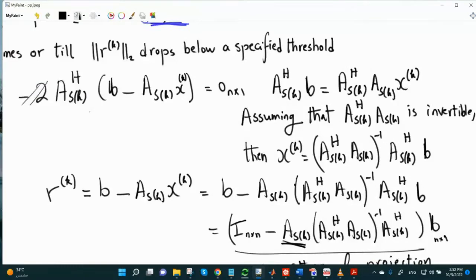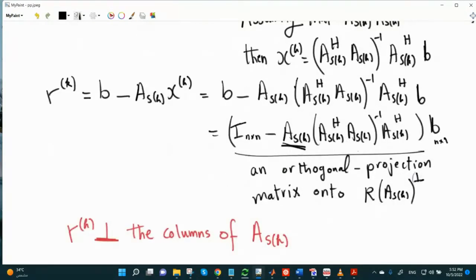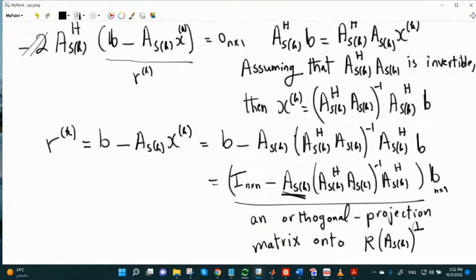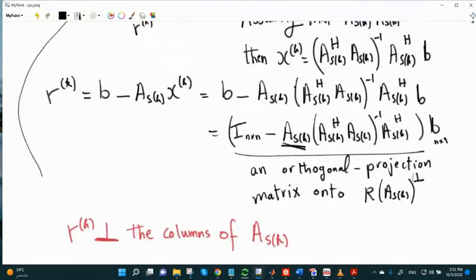Note that this is also clear from here. Okay, so if you cannot see it from the orthogonal projection matrix, this is clear from here. Once you put here the optimal solution, this is the residual r of k, and you can see that the inner product of any column in the matrix A sub S of k and the residual vector r of k is equal to 0. Okay, so again, you can see it also from here.